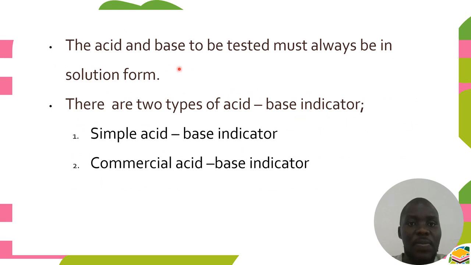So the acid-base indicator to be tested must always be in a solution form. This means when you have a solution which you are suspecting, maybe you are working in the lab or the solutions are colorless, you cannot tell that this one is an acid or this one is a base. So what you're supposed to do is to use an indicator, because an indicator shows variation of different colors when it is added into different solutions.